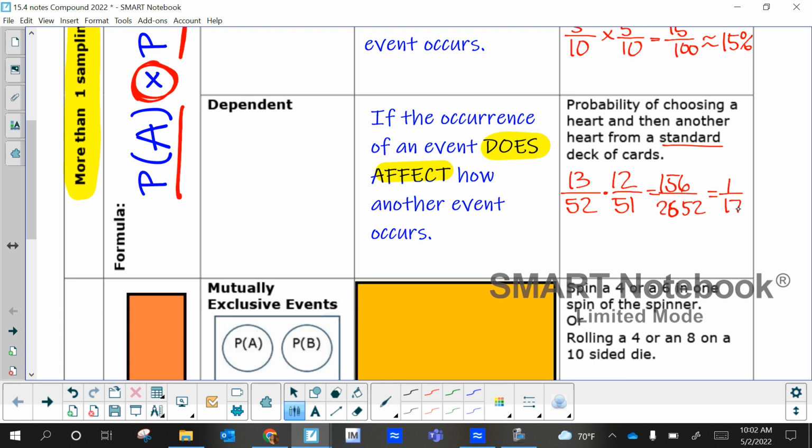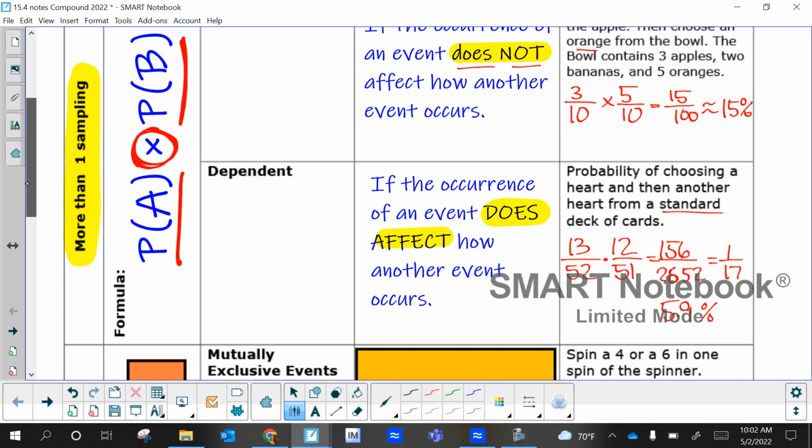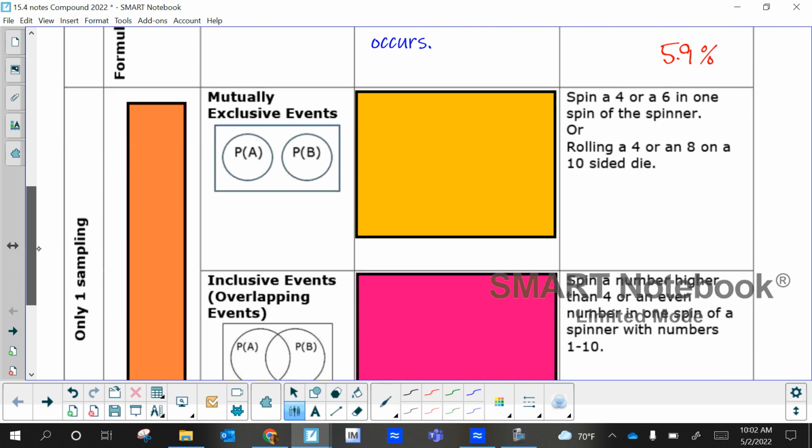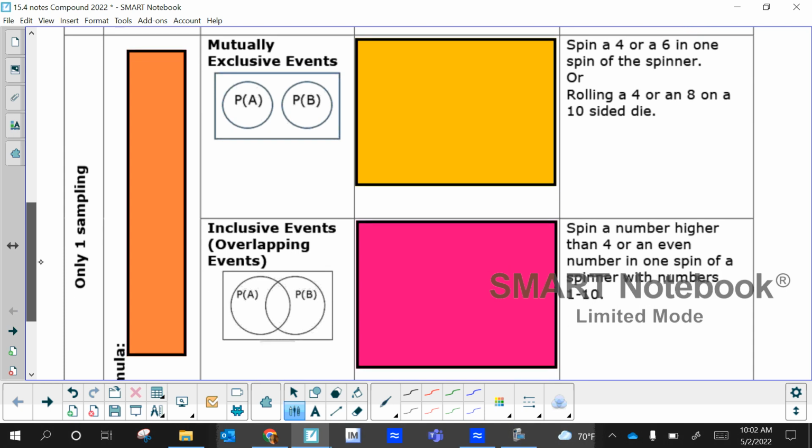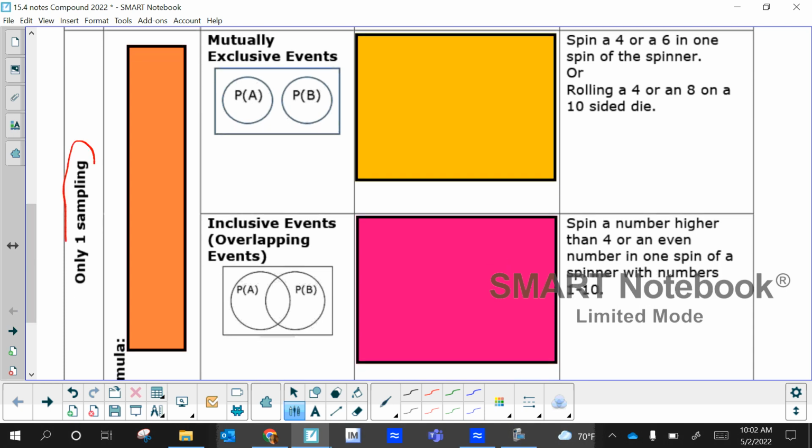So just to kind of see what that looks like in percent wise, it's about a 5.9%. So almost 6% chance you have of getting a heart and then another heart right after that. All right, so those are your first two types, and those both deal, again, with more than one sampling, okay? So when we go to these next two types, you'll notice it says it's only one sampling, okay?